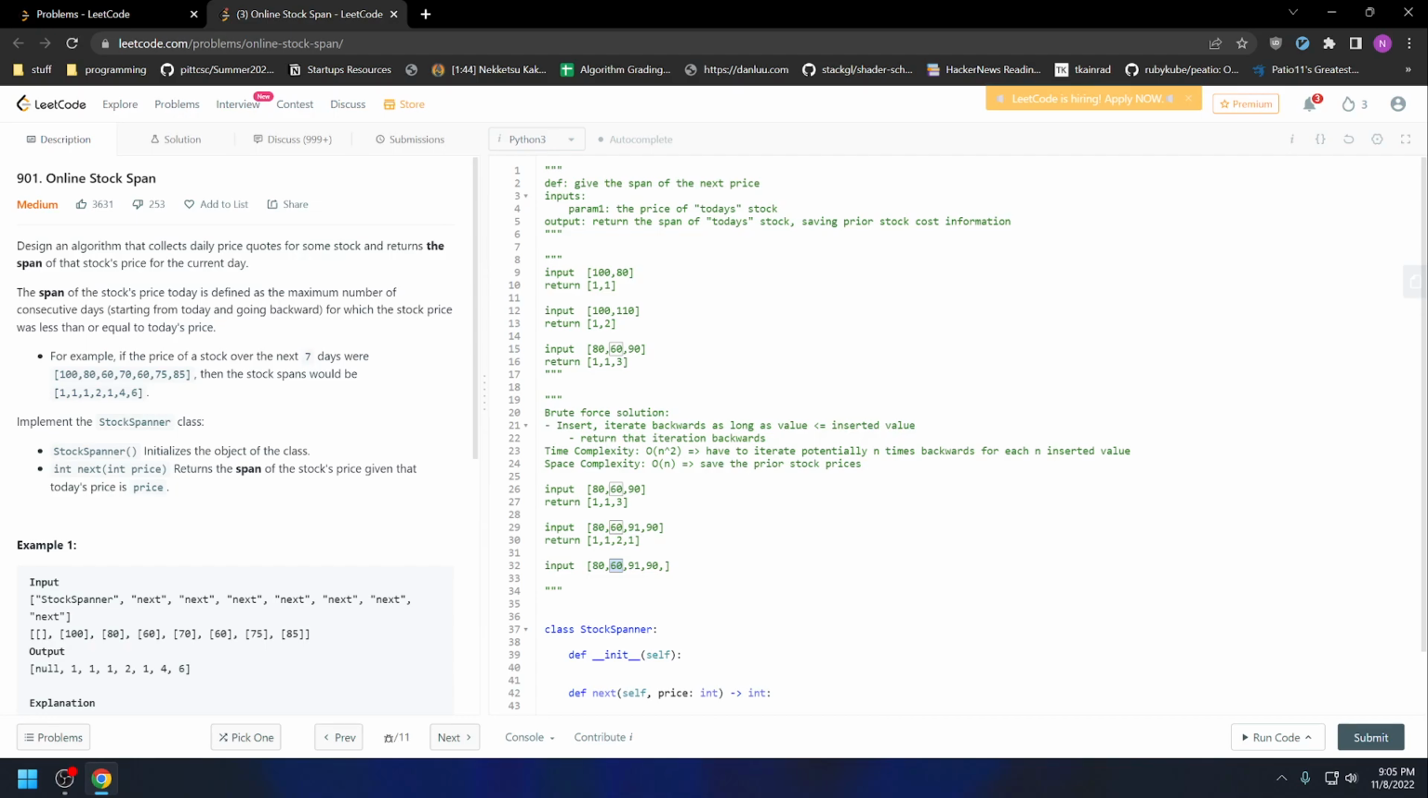Well, I'm thinking of a heap here. You know why? Because if I know it is greater than 91, and that's the top of the max heap, then it should be greater than all of these values. So if I know that it's greater than the max of all the values, then that should be my span. It should be the length of the heap.